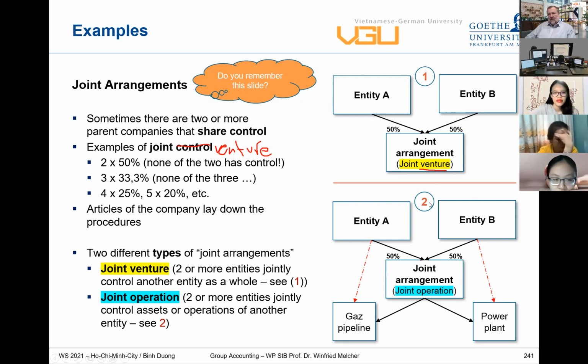And when they look through the joint arrangement, entity A is controlling and operating the gas pipeline, and B is controlling and operating the power plant. But they do that via a joint arrangement, then we would call this joint arrangement a joint operation. So please forget this one here. That is control. That is joint control.